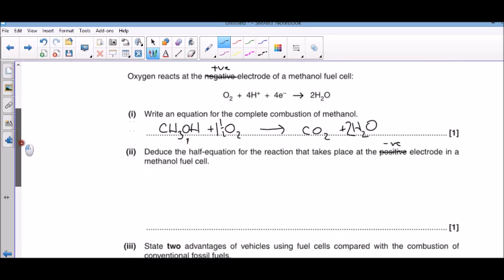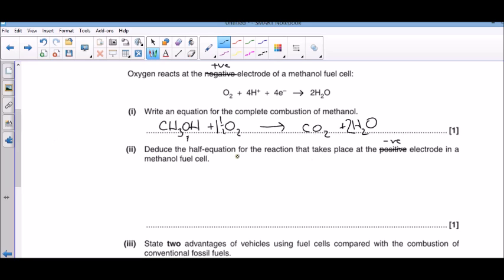Then we've got deduce the half equation for the reaction that takes place at the negative electrode in a methanol fuel cell. So this is the half equation for the oxygen electrode at the positive electrode. And this is the whole cell equation. So basically what we're going to do is subtract this from this whole cell equation. So if we look at what's where, methanol is not in that half equation. So this is what's going to be reacting. And we can also see that this half equation here doesn't contain CO2. So that's where I'm going to start, because that's how I like to do these questions.